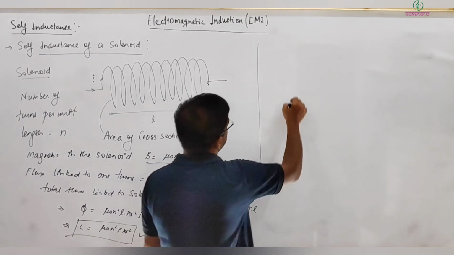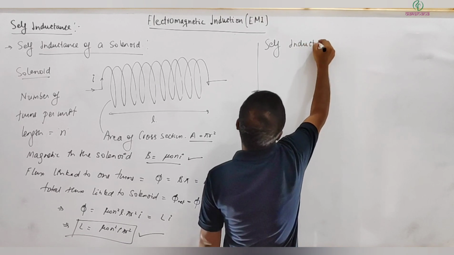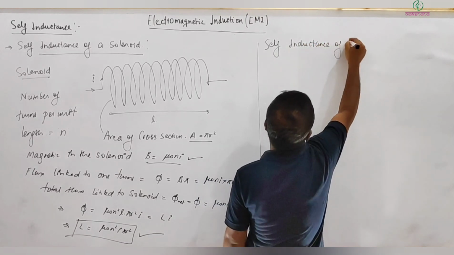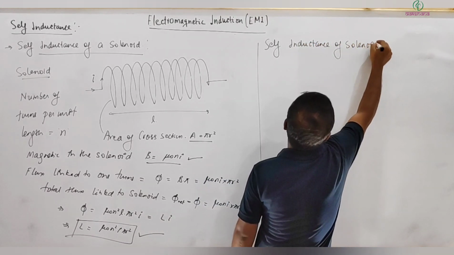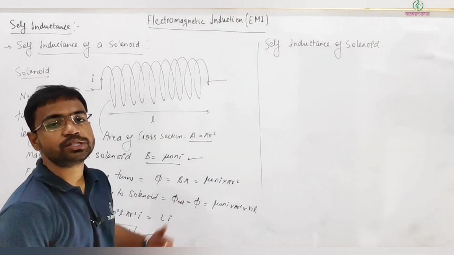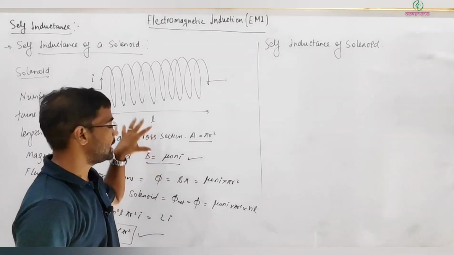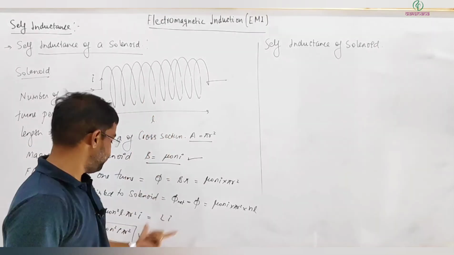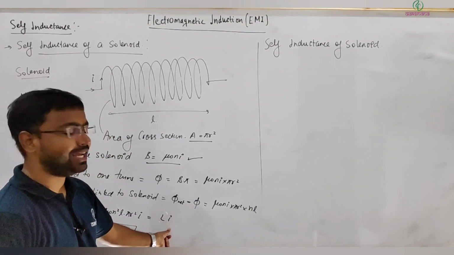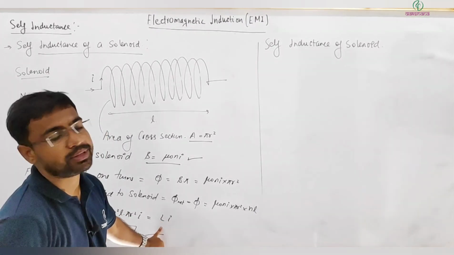So we got the self-inductance of the solenoid. So this is also the approach. Even if some other system is given to you, we will do what? We will calculate the magnetic field, we will calculate the total flux through that. And phi, we will write phi is equal to L I, and L is the self-inductance of that coil.